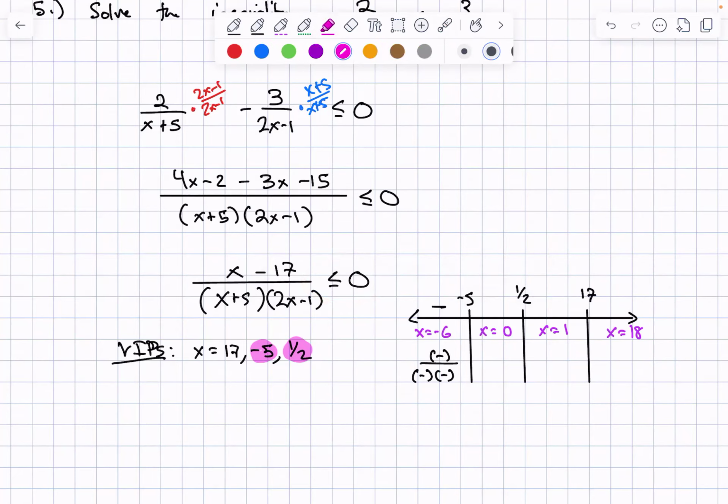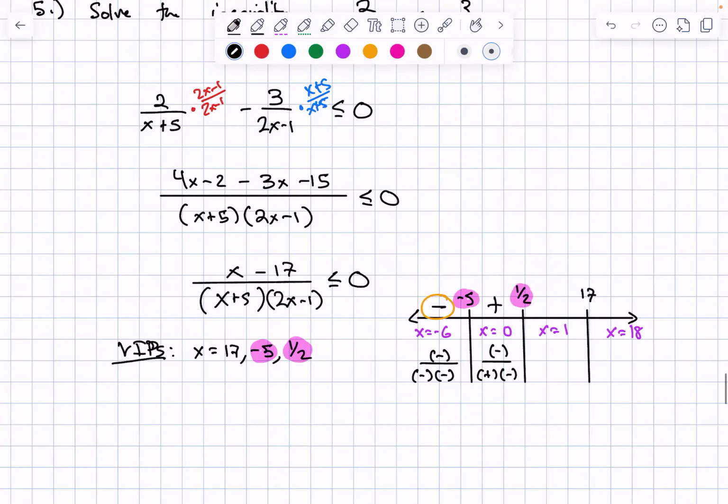Before I forget, let's highlight the -5 and the positive 1/2 to remind myself, I cannot include those. Back to the problem at hand. That is a piece that I want. Then I plug in 0, I'll get negative up top, and then a positive times a negative down bottom. That is a net positive. That is not a piece I want. I want to be less than or equal to 0.